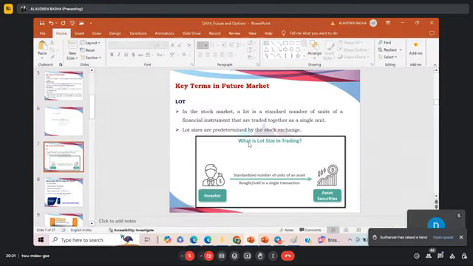For example, if you go with Maruti, the lot size is 50. That means if you buy a future in Maruti and it goes up by 1 rupee, you get a profit of 50 rupees. If you have a 1 rupee loss, you get a 50 rupee loss. So based on the lot size, your profit and loss will be decided in the futures market.